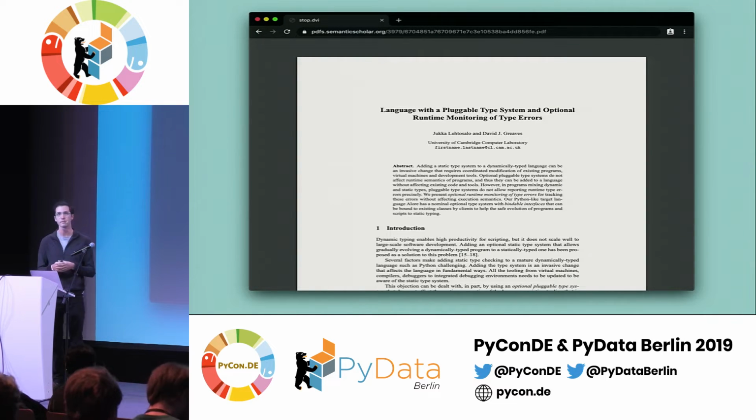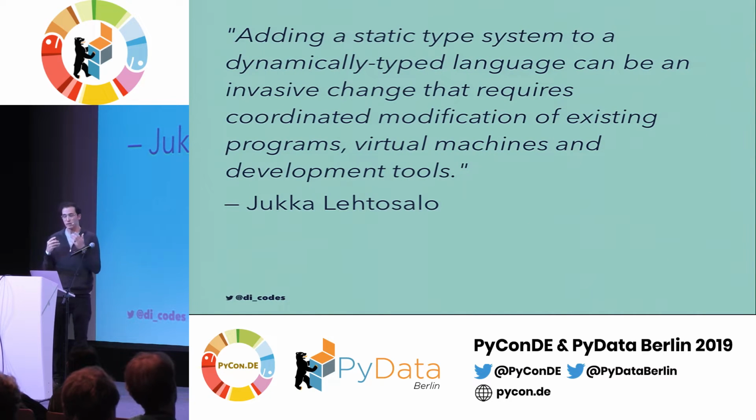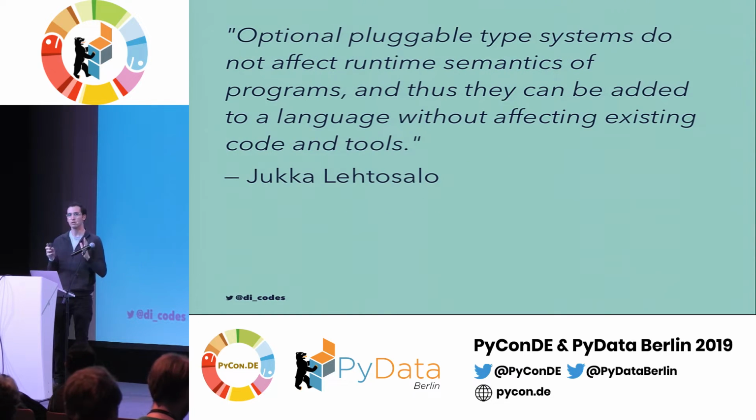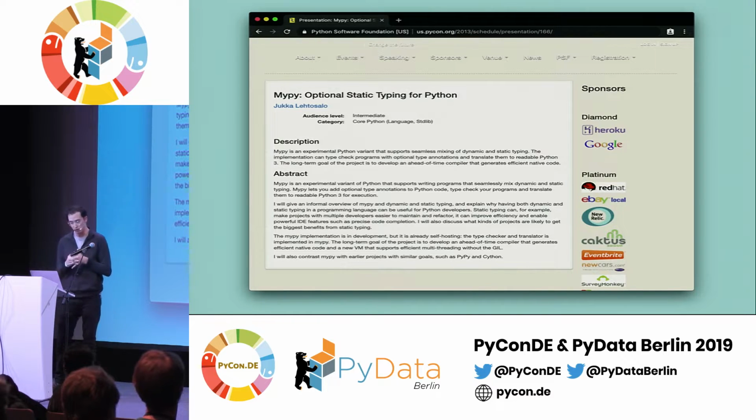So he published his thesis in 2011, and his conclusion was basically that trying to add a static type system to an existing language that was dynamically typed would be really invasive. It would require changing basically everything in the language and the runtime and all the tools involved. However, you could build an optional type system that wouldn't actually change the runtime of the program, but would allow you to do sort of static analysis of your code. And that sounds pretty interesting. That sounds great. So at PyCon US 2013, he introduced something called MyPy. So if you've heard of MyPy before, this is not quite what you know of it today.